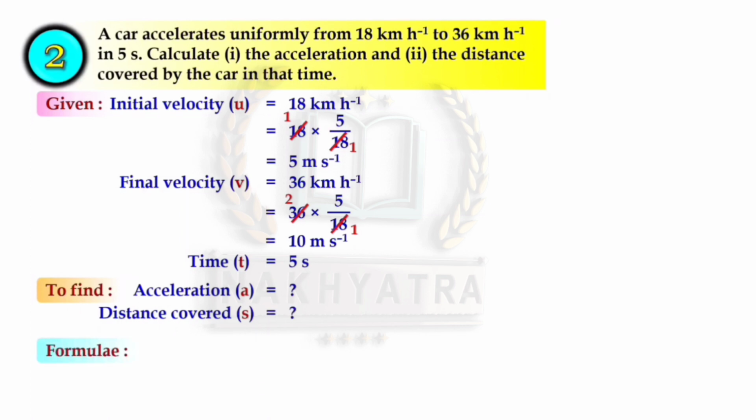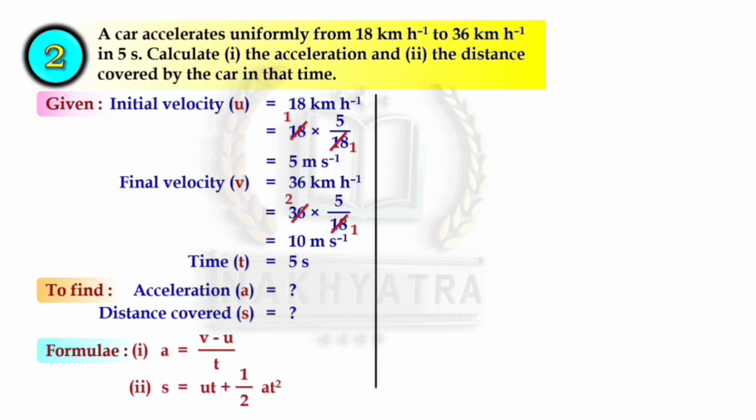Okay, so here the formula we will be using, as you already got, for finding out the acceleration it is a equal to v minus u by t, that is the final velocity minus initial velocity by time taken. And for finding out the distance covered, we will use the second kinematical equation, that is s equal to ut plus half at square. Okay, so now solve it.